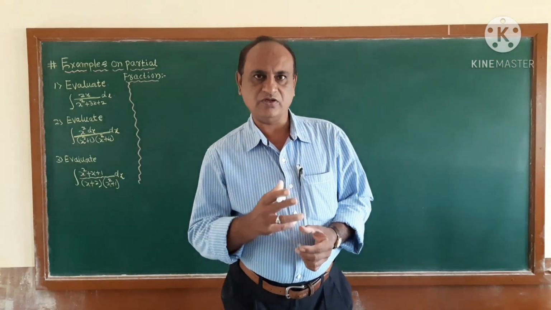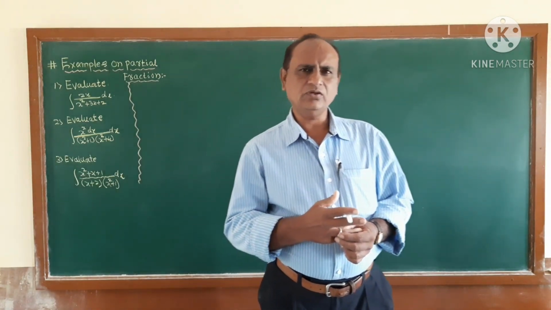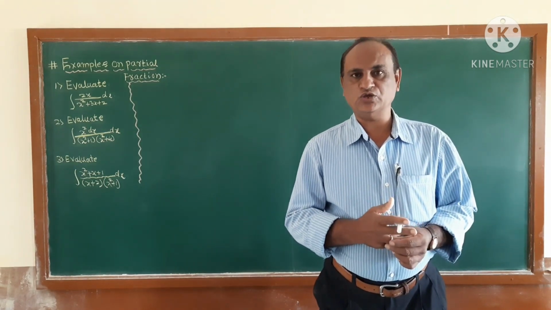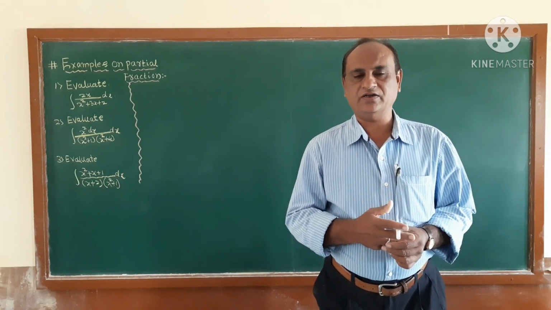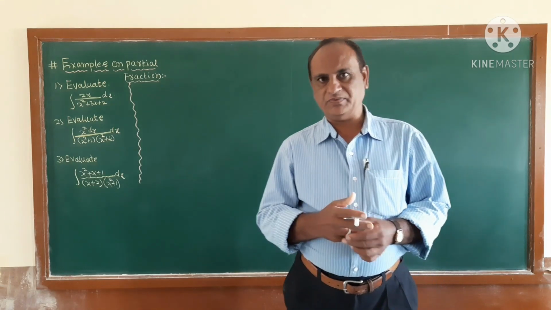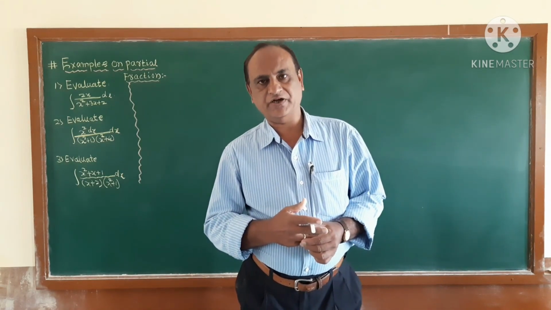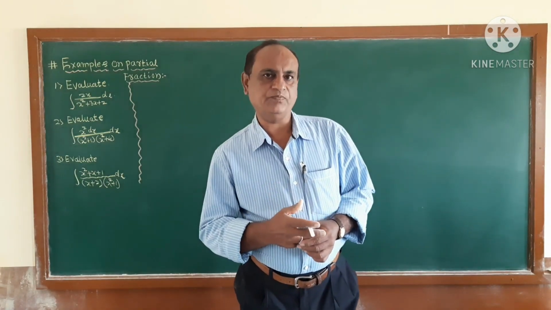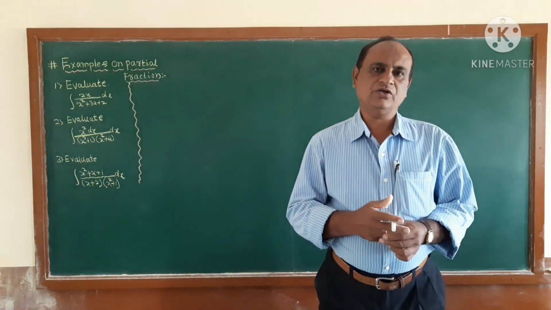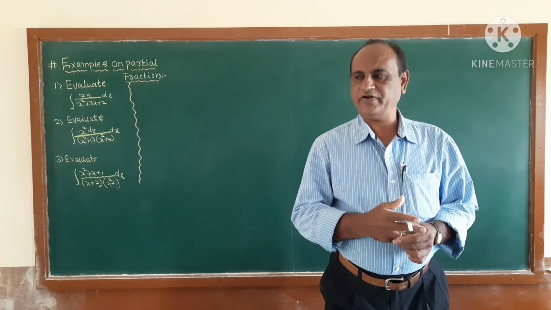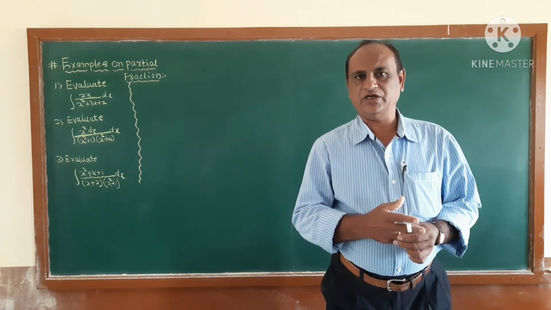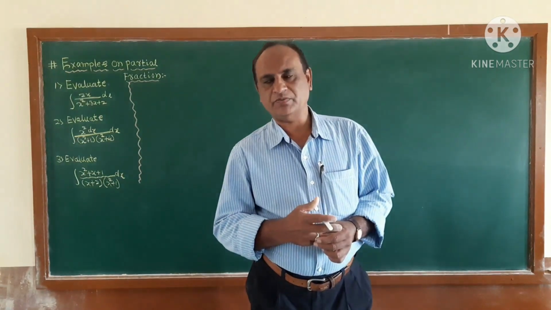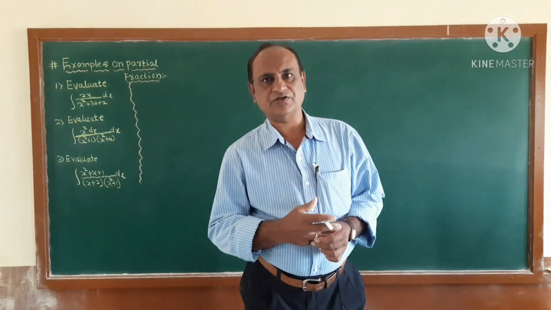Rule number 2: if the denominator is a repeated linear factor, suppose it is a 2 times repeated linear factor, then a divided by x minus a, plus b divided by (x minus a) whole squared. Next, the third rule: if the denominator has non-repeated linear factors 3 times, then a divided by x minus a, plus b divided by x minus b, plus c divided by x minus c.